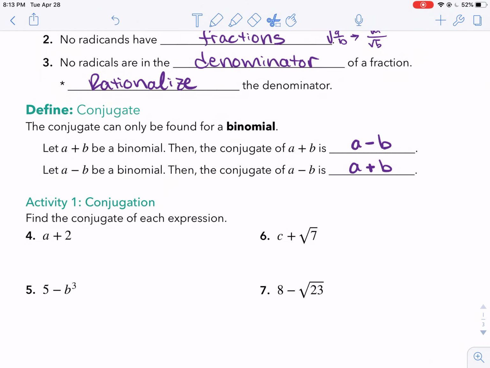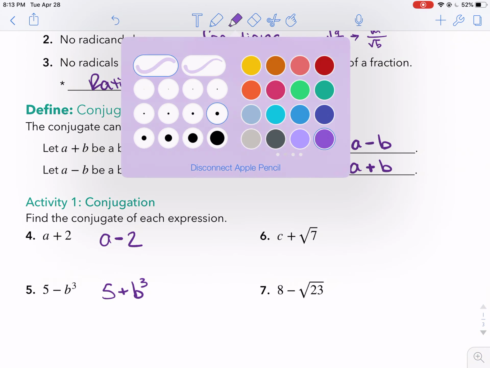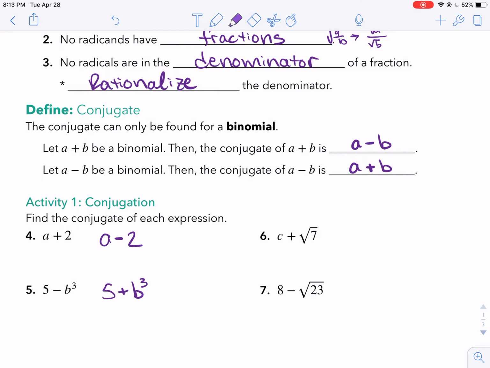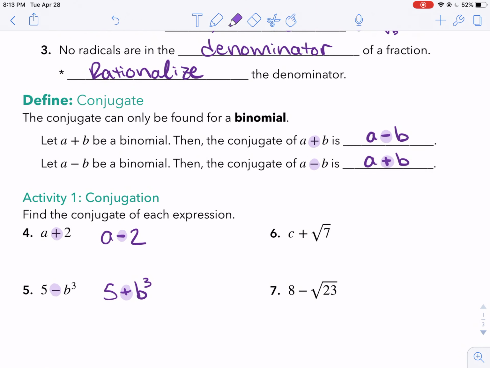So for example, the conjugate of a plus 2 is a minus 2. The conjugate of 5 minus b to the third power is 5 plus b to the third power. What are you noticing, guys? Please notice with your conjugate, the only thing that you do is you flip the sign. The plus becomes a minus, or minus becomes a plus. So in number 4, our plus became a minus. In 5, our minus became a plus. That's all you're going to do.